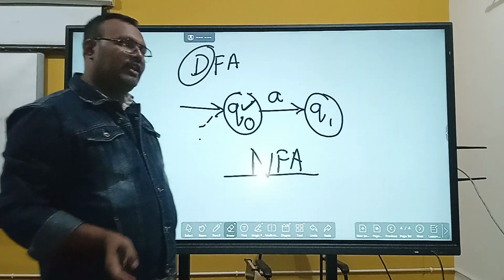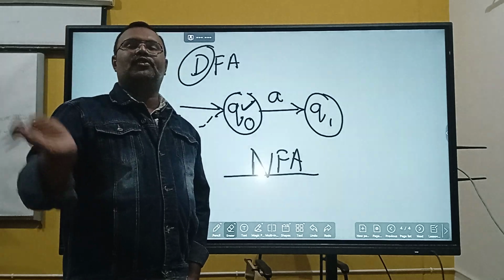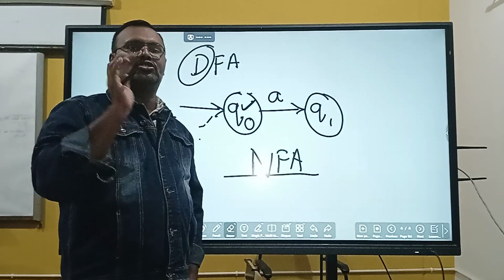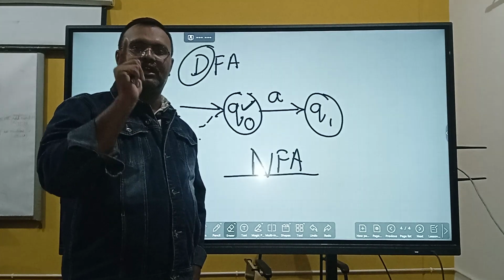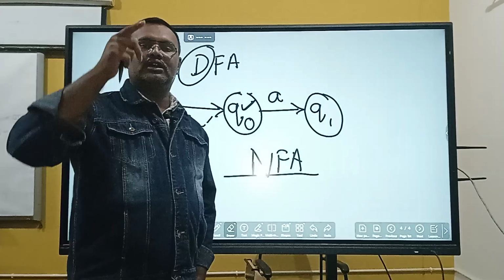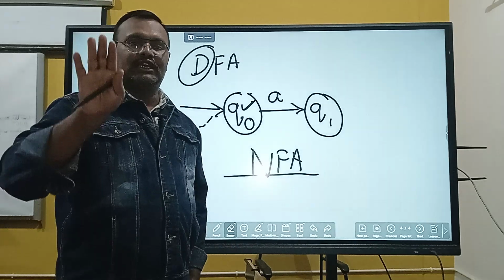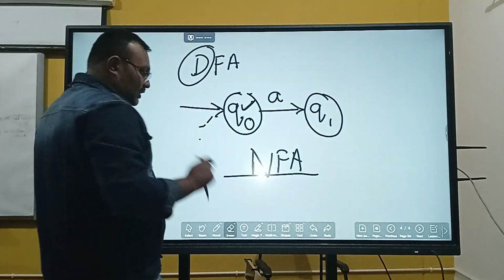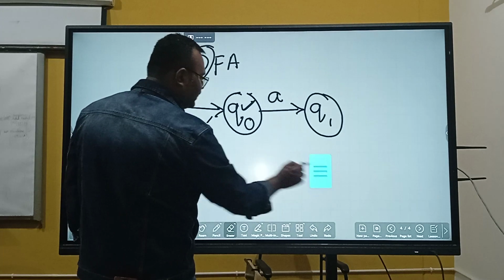So in deterministic finite automata, from any state, if you want to go to another state, there should be only one particular symbol for that particular transition. There should not be any ambiguity. You should not think the transition should go to multiple states. It should go to only a single state. That is one point.